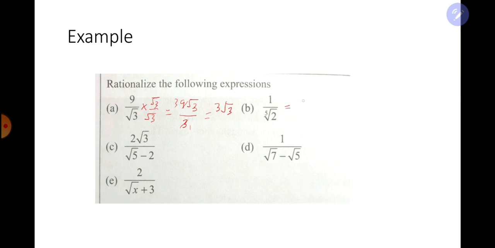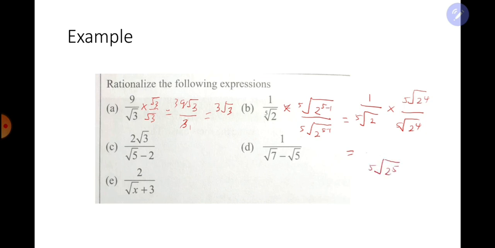Okay, so for B pula, you boleh darab dengan root 5 of 2 power 5 minus 1, okay, over root 5 of 2 power 5 minus 1, okay. So you akan ada 1 over root 5 of 2 times root 5 of 2 power 4 over root 5 of 2 power 4. So yang ni you akan dapat on the denominator, 2 power 1, 2 power 4, you akan dapat 2 power 5 kan. So you ada root 5 of 2 power 5. Okay, so on the denominator you akan dapat 2. Okay, yang ni you akan dapat 16 lah, root 5 of 16. So that's your answer.